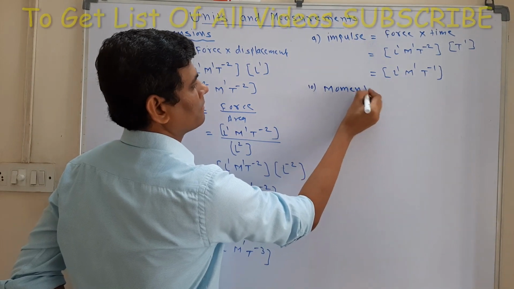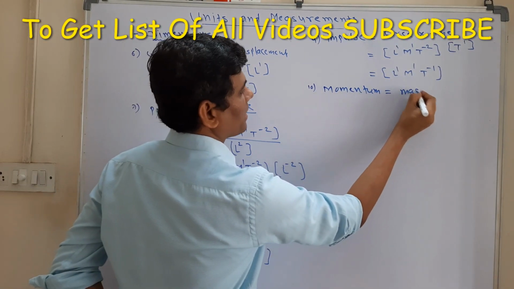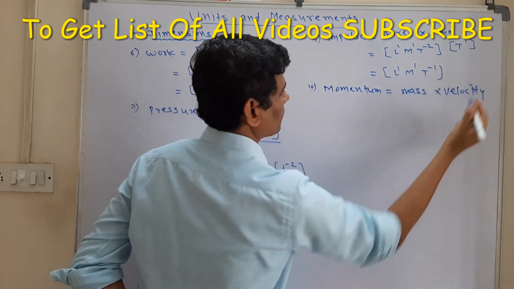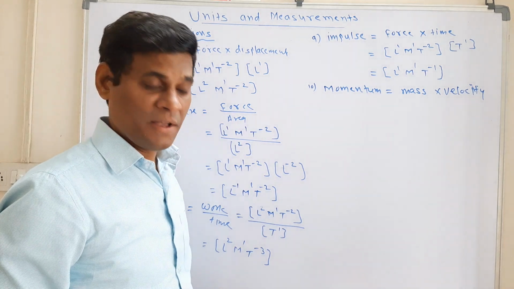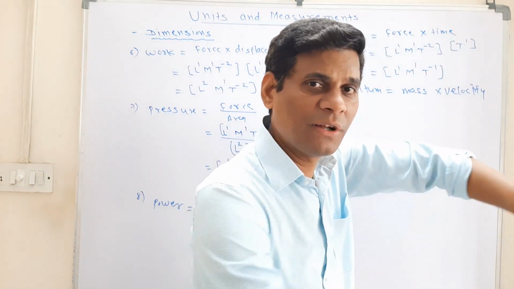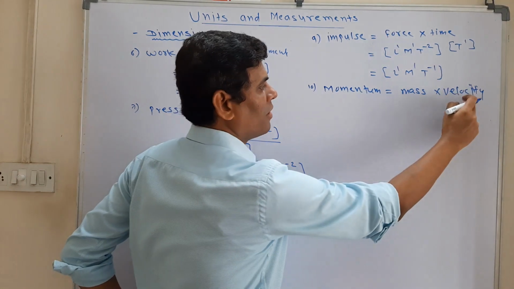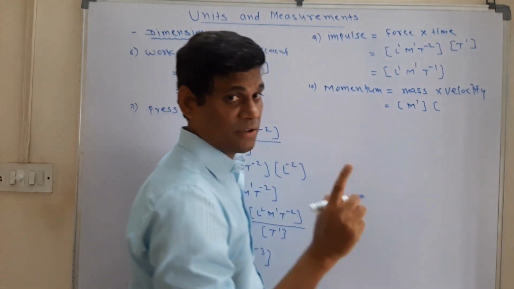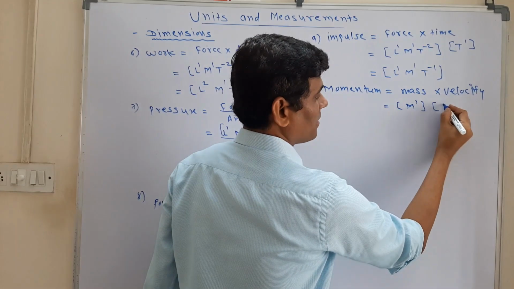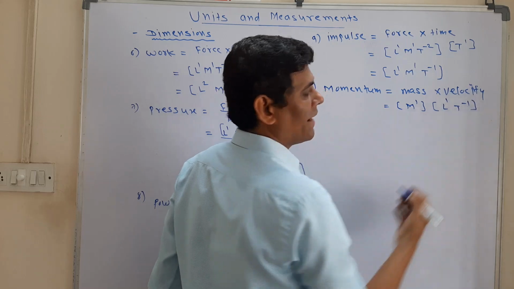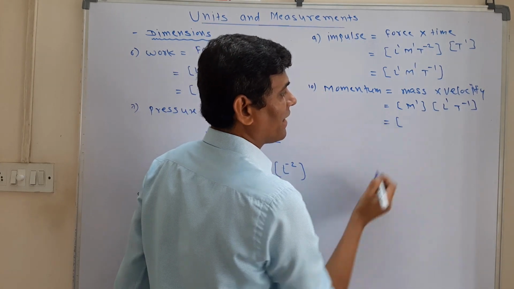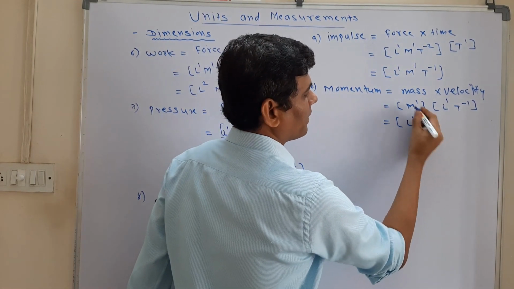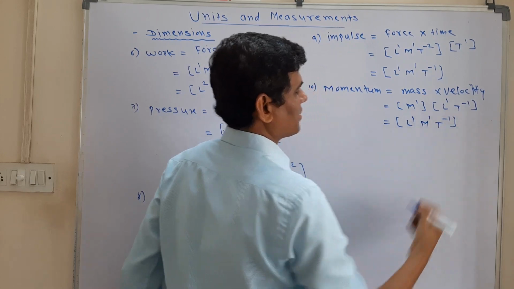Momentum is mass into velocity. Okay, if I am standing here, that means no momentum, but if I am moving, that means mass is moving with a particular velocity. So momentum formula is mass into velocity. Mass dimension M raised to 1, velocity. As I said, you have to remember all dimensions. Velocity dimension L raised to 1, T raised to minus 1. In one bracket, if I write, first is L, then M, then T. So L raised to 1, M raised to 1, T raised to minus 1.